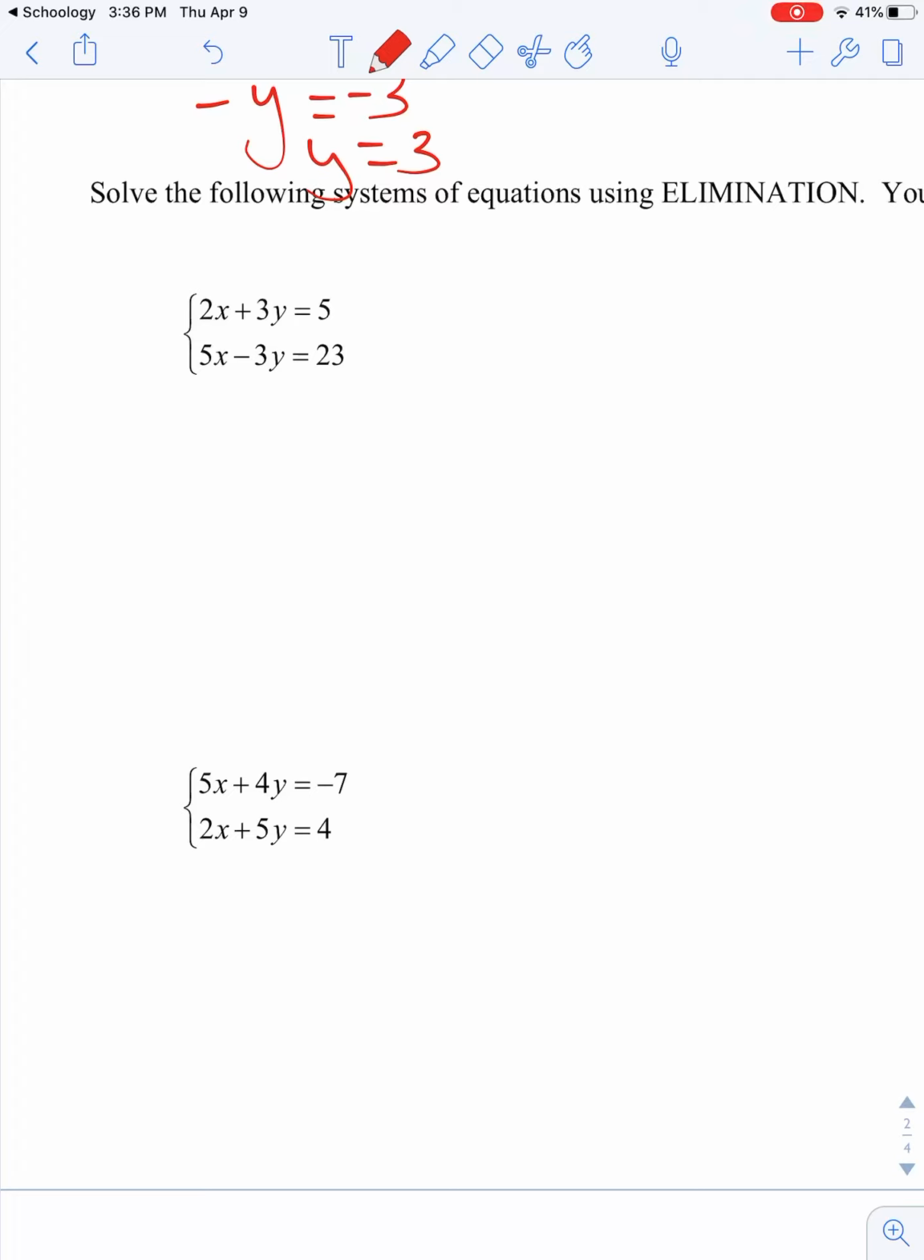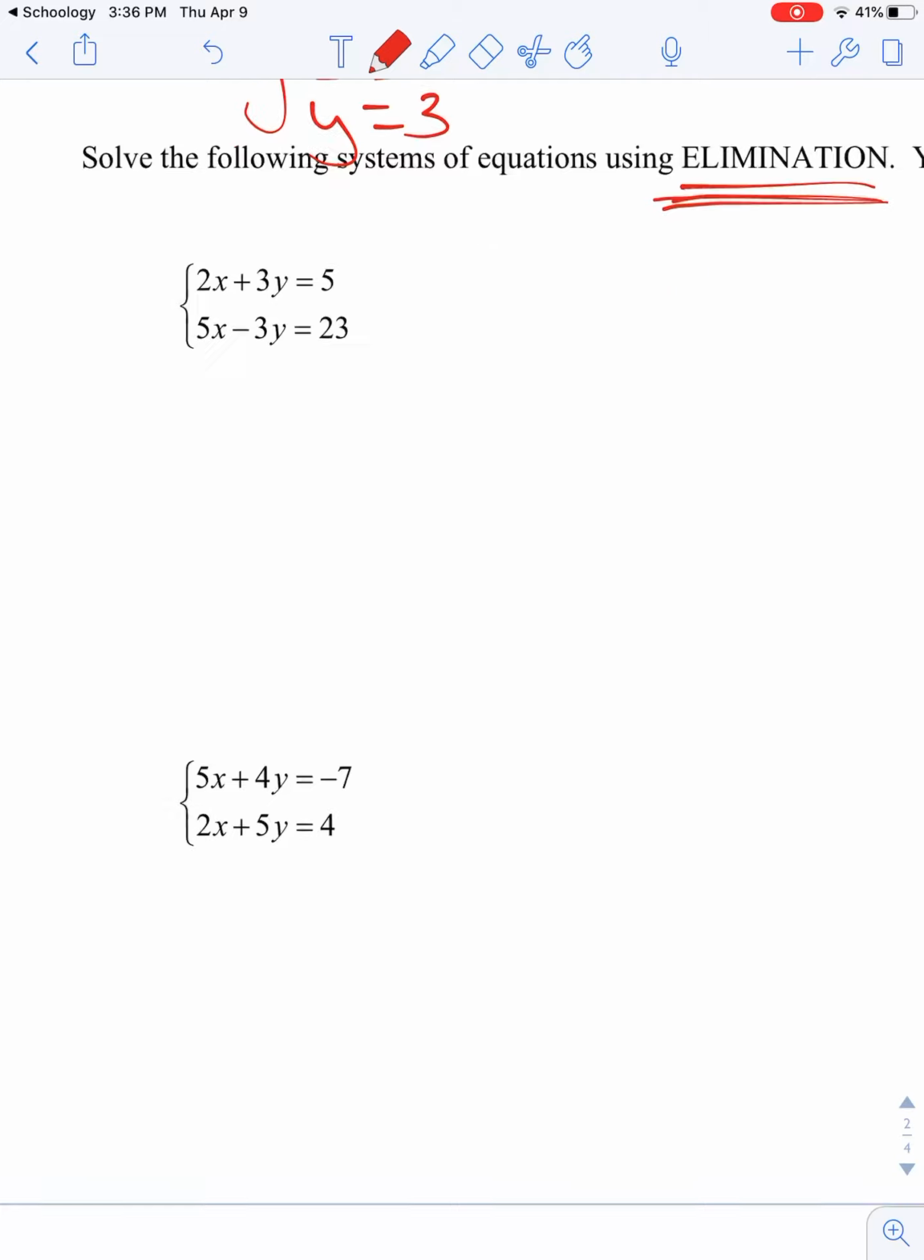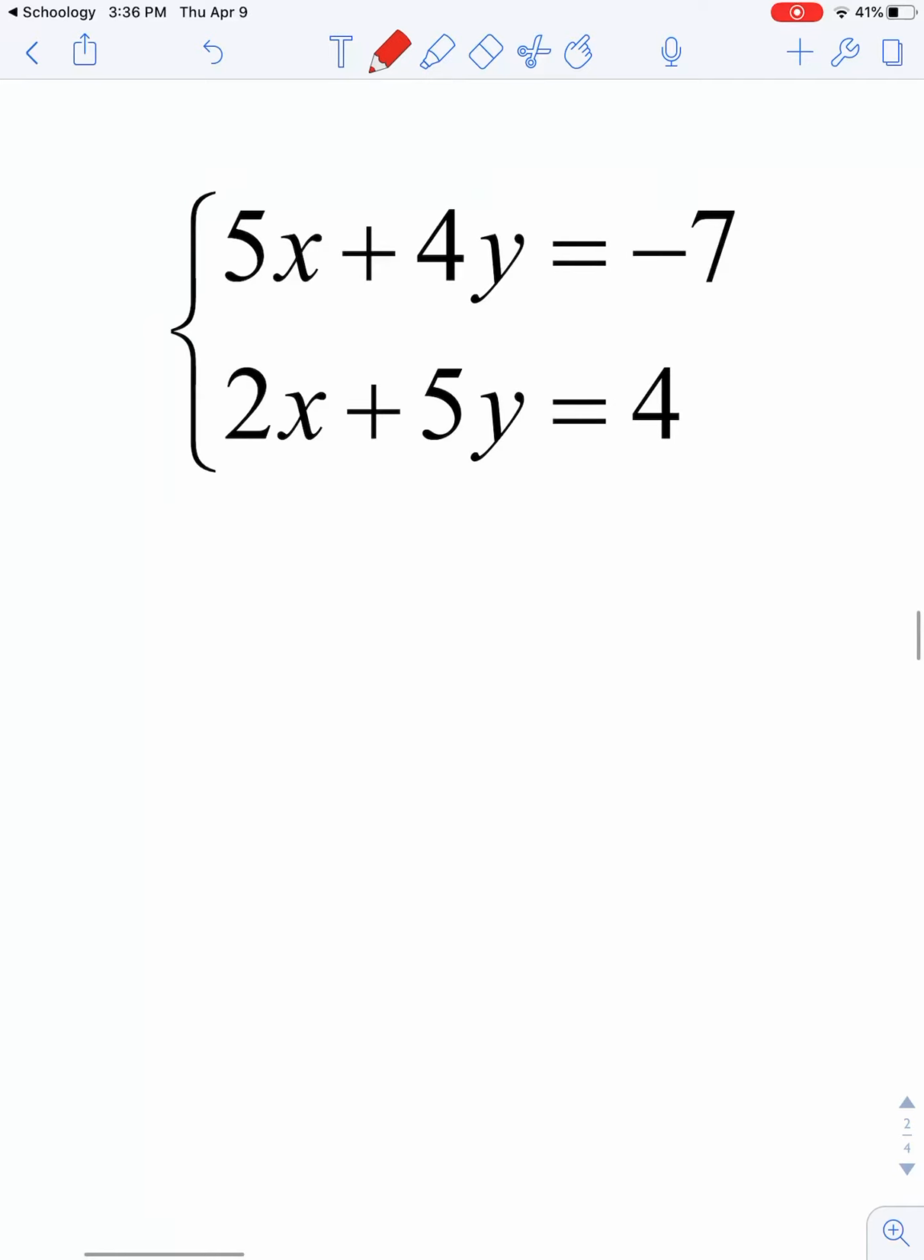Elimination. Remember, with elimination, we're trying to do exactly that. We're trying to eliminate a variable rather than substitution. So I'm going to do this one here. I'm going to try to eliminate either the x's or the y's. I'm going to pick the x's.